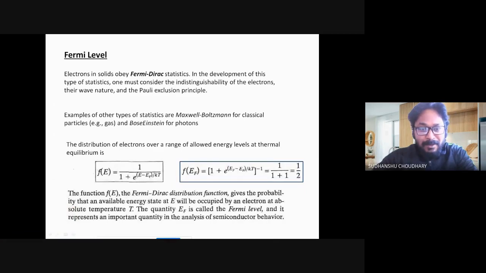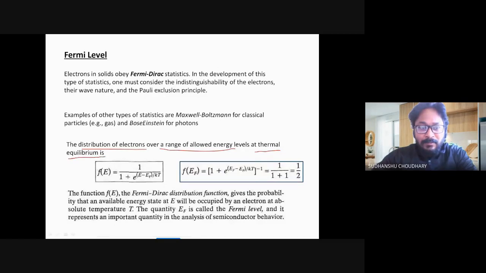So in the previous class, maybe lecture 6, I think, we had talked about this Fermi level, and we understood that the distribution of carriers, electrons and holes in a semiconductor can be given by the Fermi distribution function. Right? So the Fermi distribution function gives me the distribution of both electrons and holes over a range of allowed energy levels.